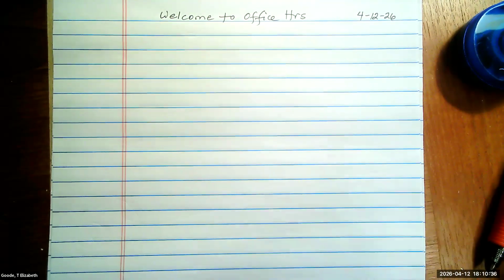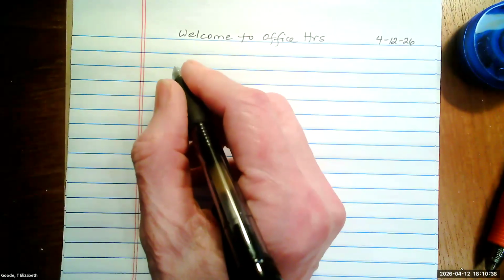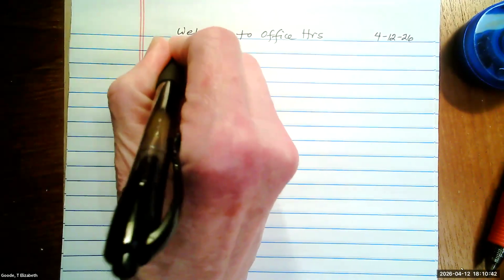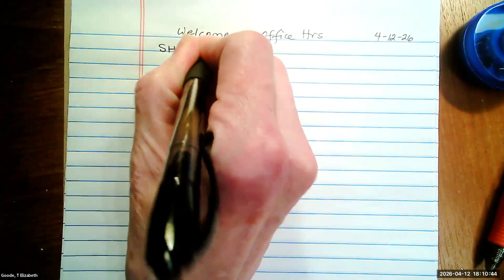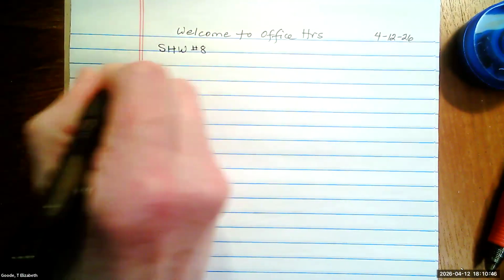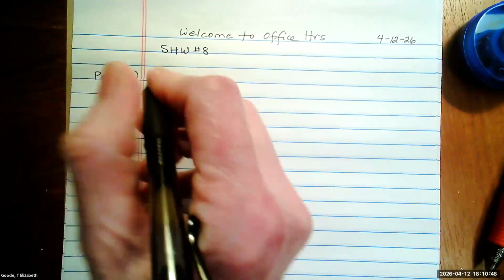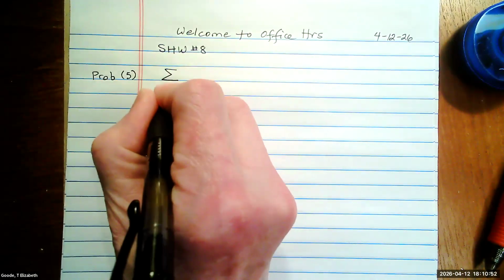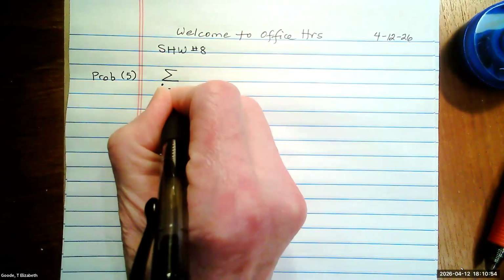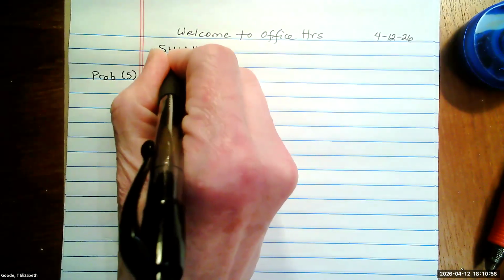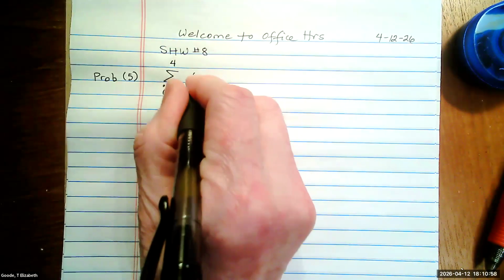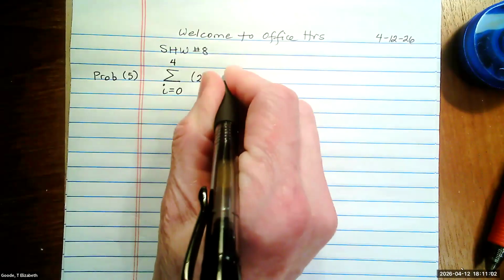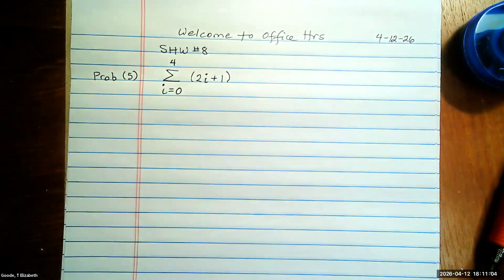All right. So I'm going to write it down and then I'll stop sharing so that we can see it. Special homework number 8, problem number 5, and it's the sum from I equals 0 to 4 of the quantity 2I plus 1. Okay, so I'll stop sharing.